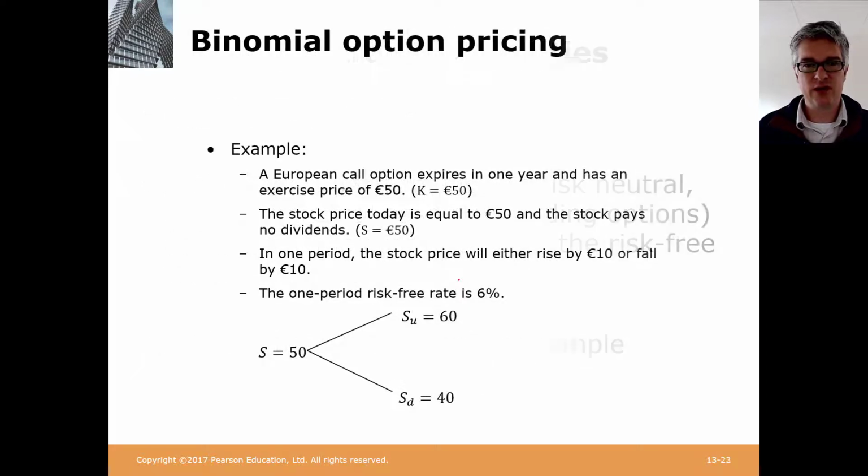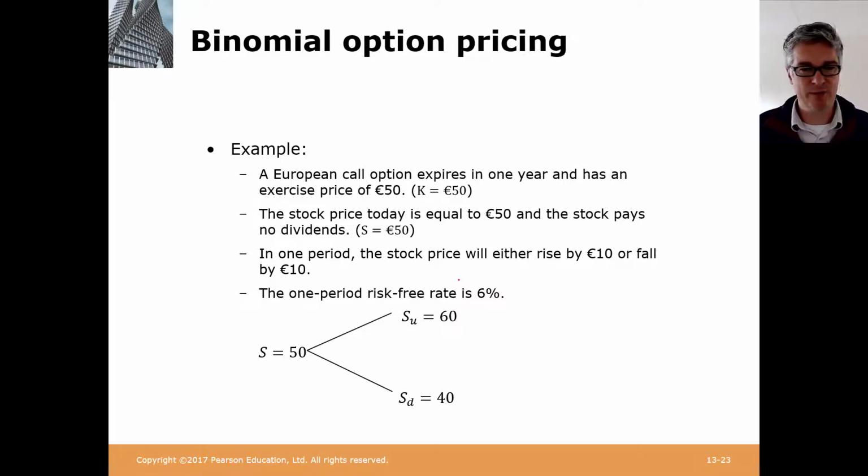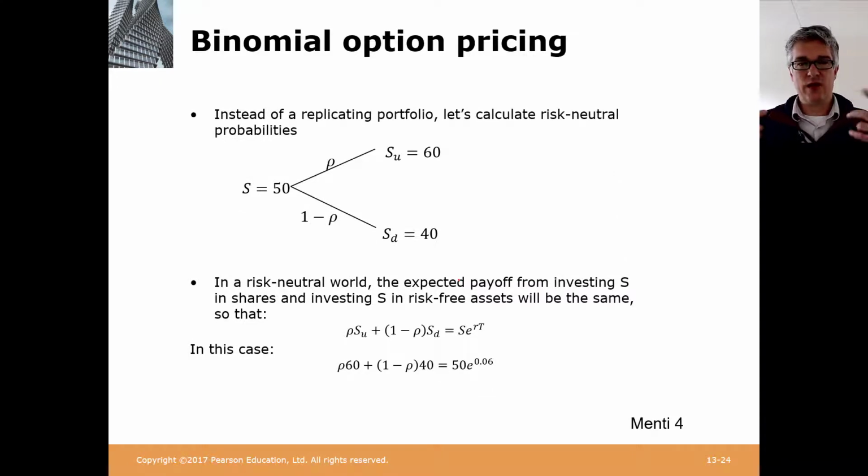So let's look back at our earlier example, to see if we can use this risk neutral world to actually price this call option. So in this example we had a European call option that expires in 1 year, has an exercise price of 50, and the stock price can either go to 60 or 40, and it's 50 right now. And then we have the risk-free rate at 6%. Then what we can do, instead of using a replicating portfolio, is calculate risk-neutral probabilities.